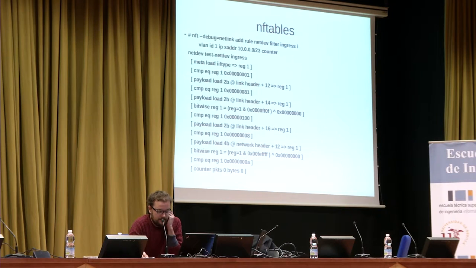That bitwise is basically taking the bits that we need to compare. These are the 12 bits that represent the VLAN ID, and then we are comparing that with the VLAN ID value. After that, we check again in the link layer if the next ether type is IP, and then from the network offset, with a bitwise expression again, we are getting rid of the bits that we don't want to compare, based on the CIDR, and then we compare it, and then we apply the action.